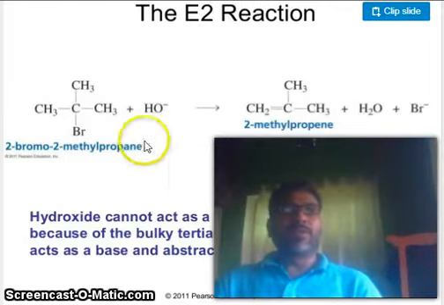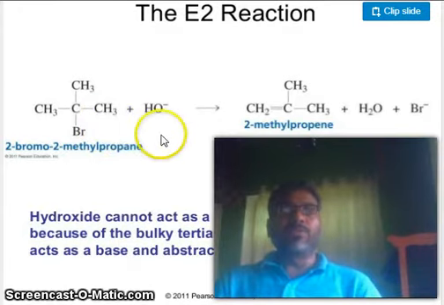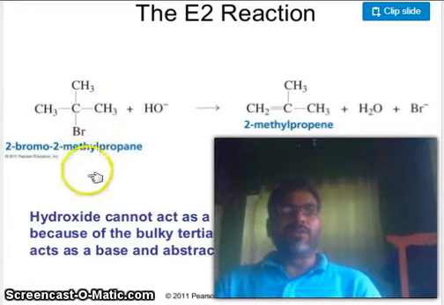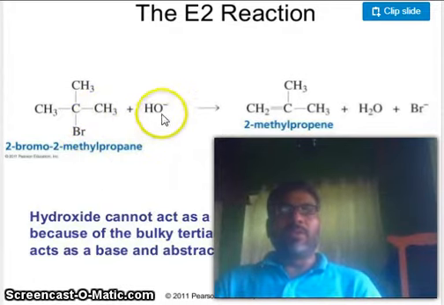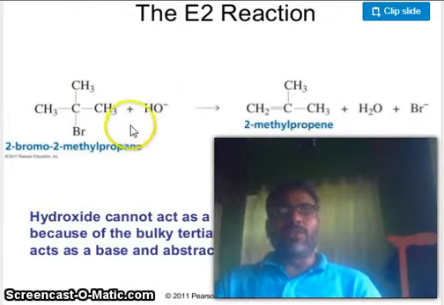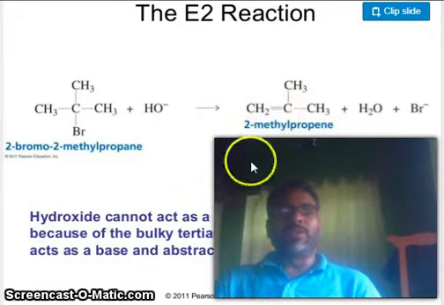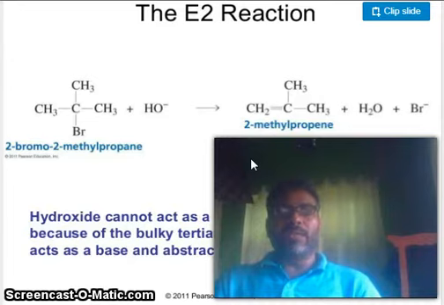So friends, these are examples of E2 reactions. This compound, known as 2-bromo-2-methylpropane, undergoes elimination, forming 2-methylpropene. This is the double bond here. Hydroxide cannot act as a nucleophile in this reaction because of the bulky tertiary halide. Rather, hydroxide acts as a base and abstracts a proton.